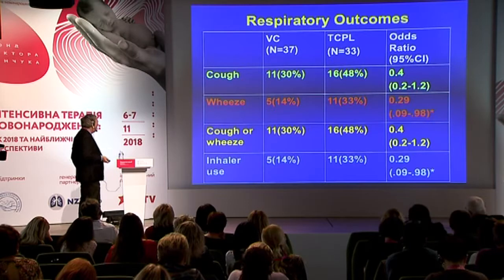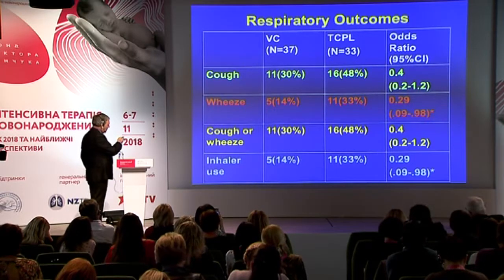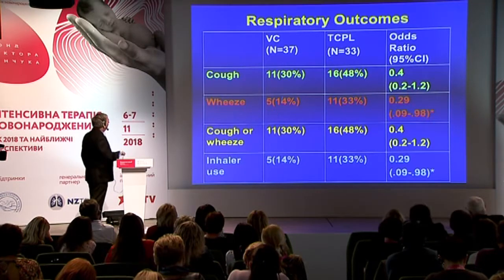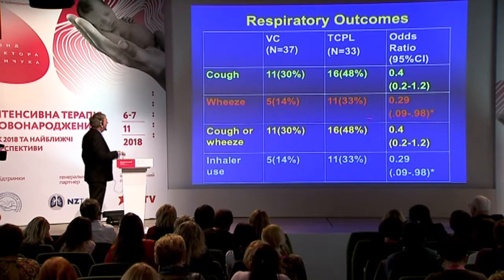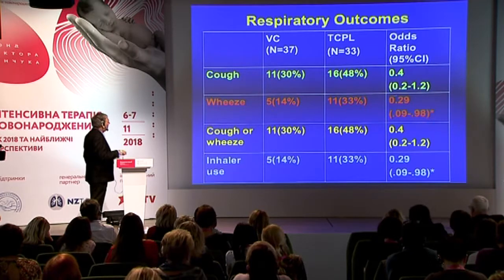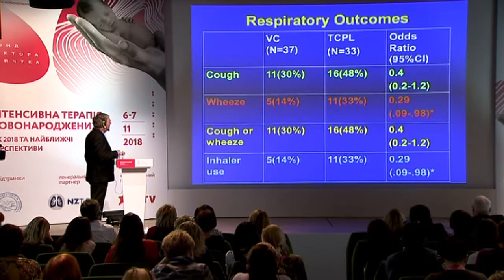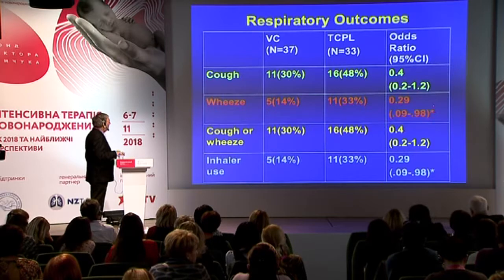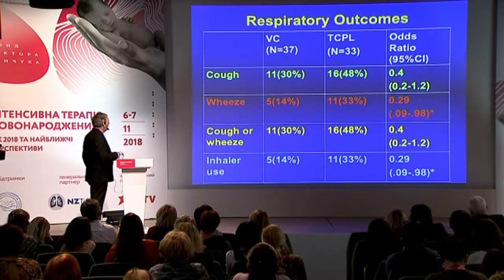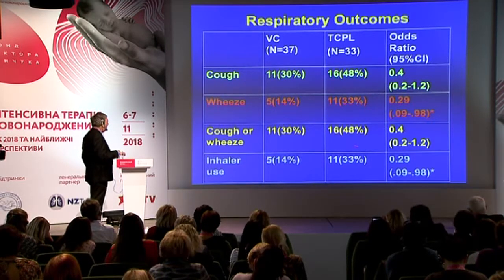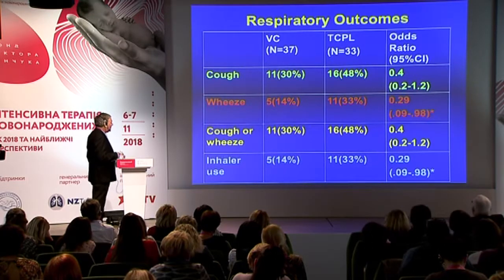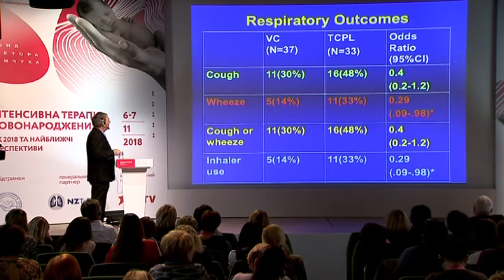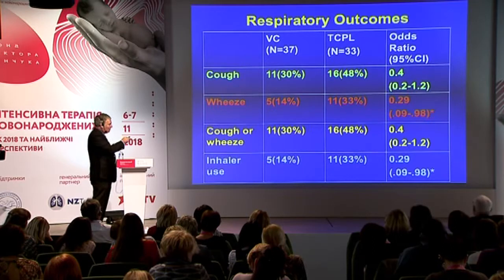And here are the respiratory outcomes. The volume group in this column, pressure group in this one, and you can see that the incidence of wheezing was statistically significantly higher in the pressure group, as was the need for pharmacologic medication through the use of a bronchodilator inhaler. And both of those were statistically significant, even in a small numbered series.